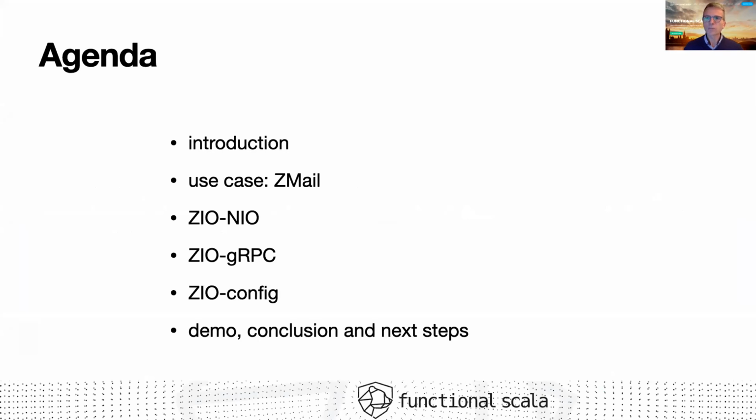So what I would like to talk about today is a use case that I developed in ZIO, and the idea of this talk is that I will tell you how I implemented this use case called ZMail using ZIO libraries only. Specifically, I'll be talking about ZIO NIO, gRPC, and ZIO Config. And at the end, I'll do a very short demo, and we'll take a look at what we built.